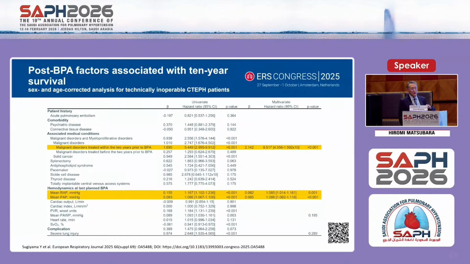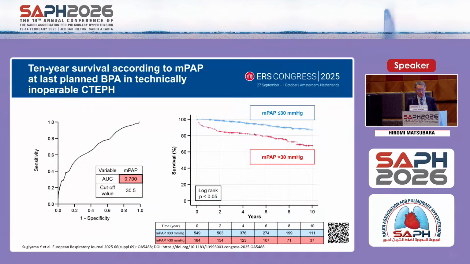So the main driver for the PVR would be the change of the mean PA pressure. So we just include mean PA pressure. About right atrial pressure, differences are very small. So we just check the threshold value of mean PA pressure after the treatment. And as you can see, ROC analysis indicated that the threshold value should be mean PA pressure, the 30. But it's immediately after the last BPA.